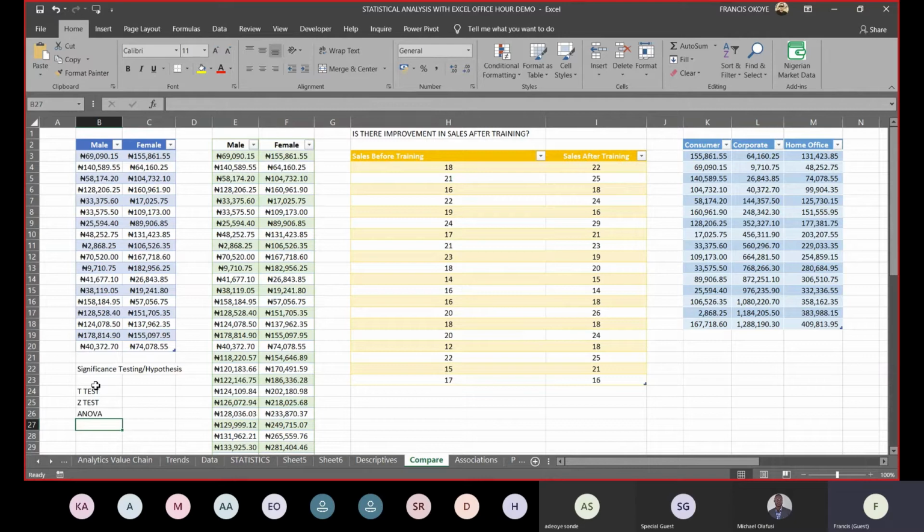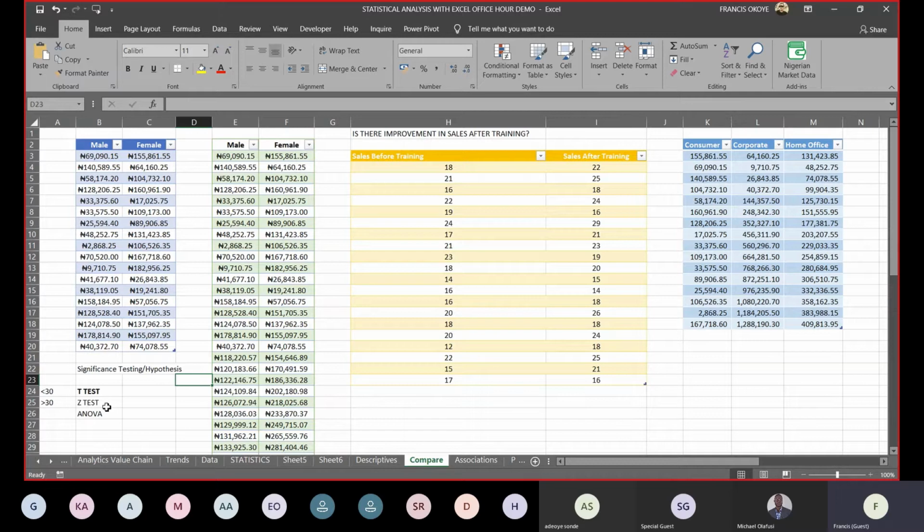Most times, when your data sample size is small, when we say small in statistics, we mean less than 30. We say the sample size is small. When it's large, we say it's greater than 30. Now, if it is a small size, what we normally use is called the t-test. So all I'm doing is trying to compare. And how do you do that?